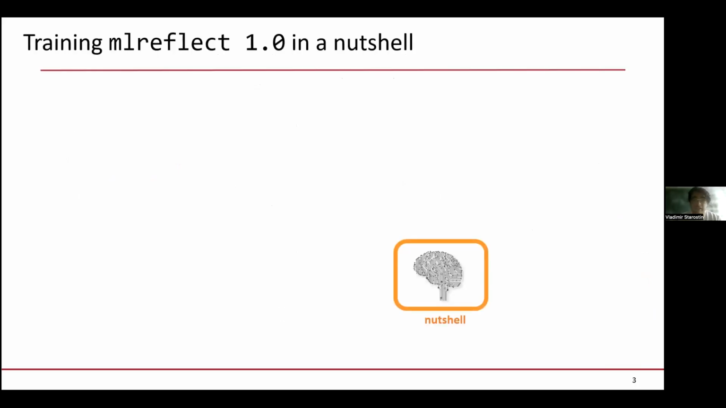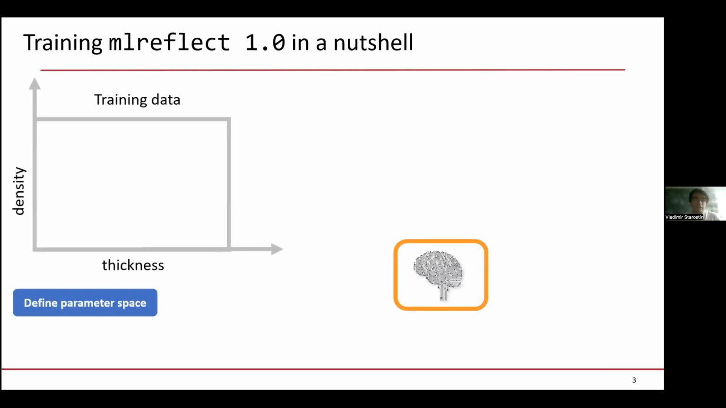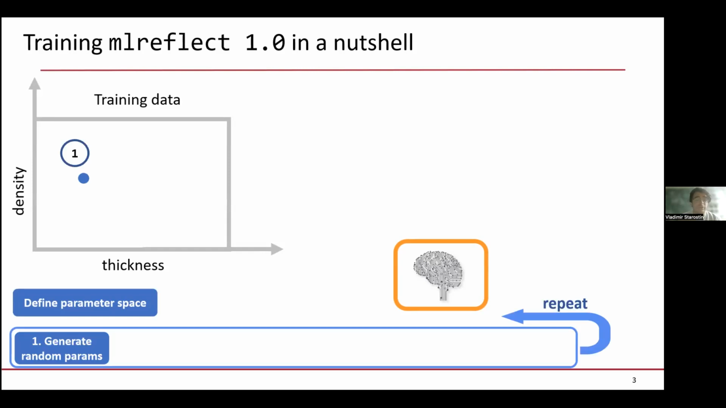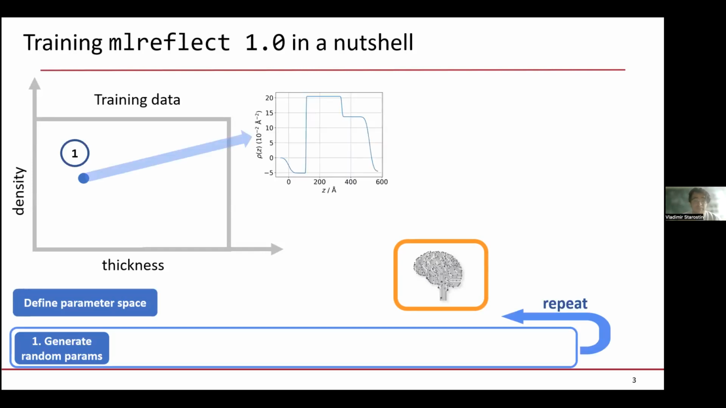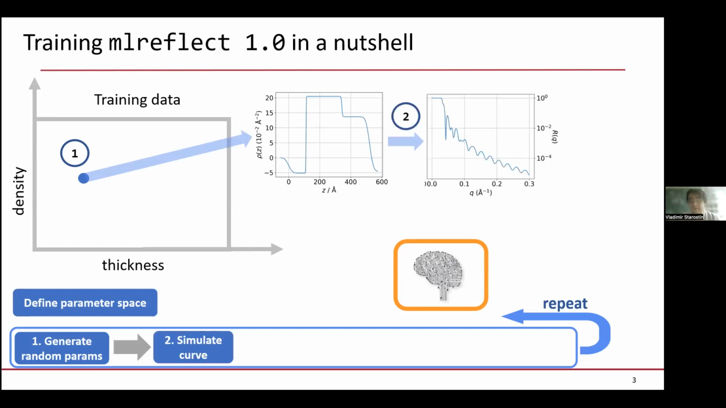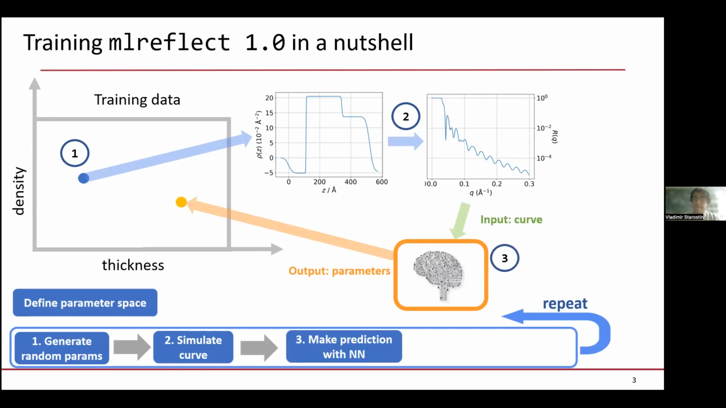To understand that, let's just look at how we train it briefly. In a nutshell, what we have to do is define some parameter space where we want our model to work. I show you thickness and density. Of course, there are a lot of parameters with many layers that we can introduce here. And what we typically do is generate some random parameters within this parameter space, which correspond to some SLD profile. And then, of course, we can calculate the reflectivity curve based on this SLD profile. We can add some noise, and we provide this curve as an input to our neural network.